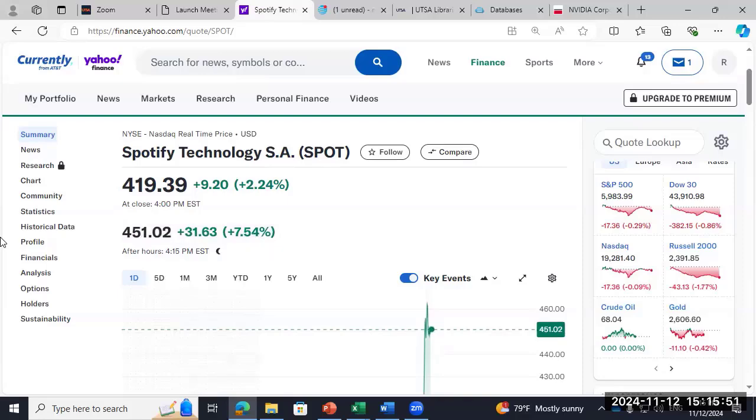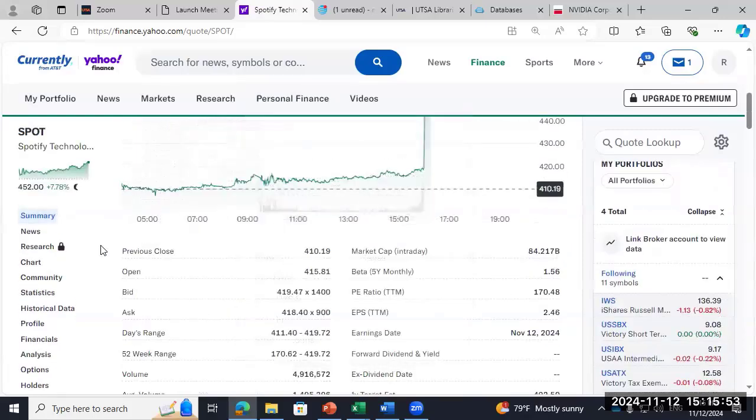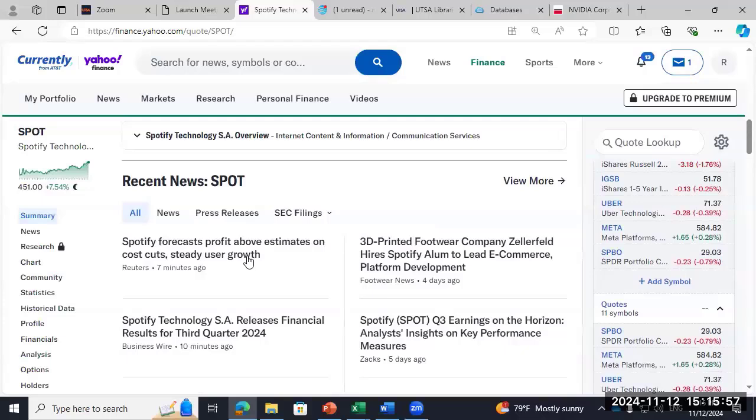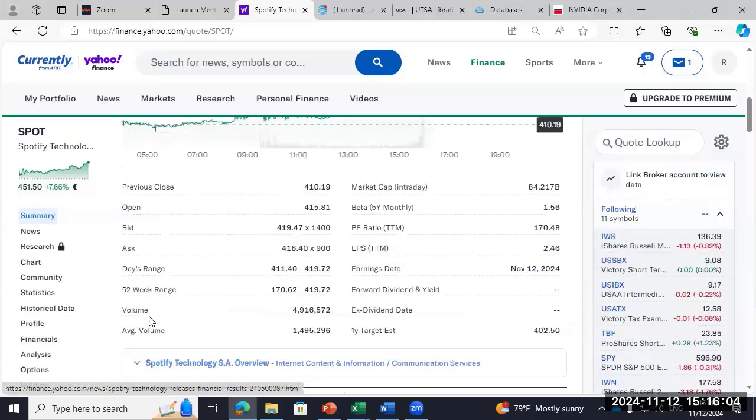Did they release earnings? Anybody know why Spotify's up a bunch today? Did Trump say something about Spotify? That seems to be the most important. Forecast profits above estimates on cost cuts. Spotify releases financial results. So yeah, they released earnings.